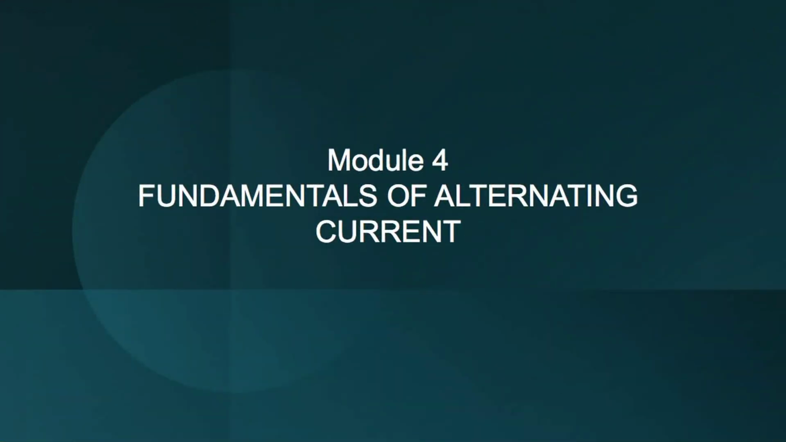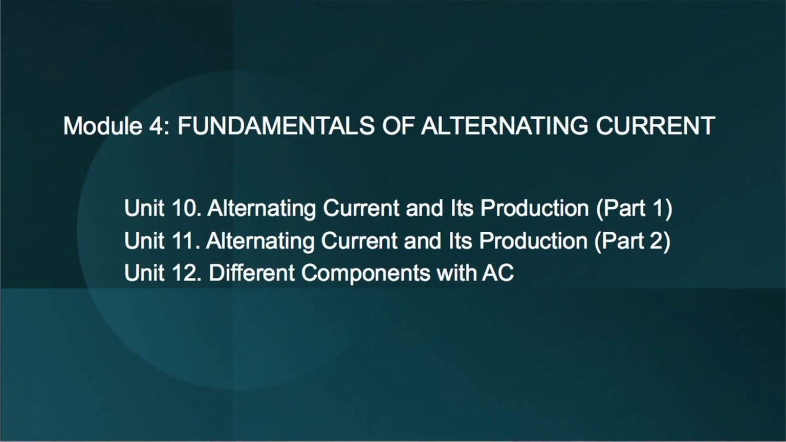The previous week modules dealt with magnetic properties, magnetic hysteresis and certain magnetic circuits. This module of week 4 deals with the fundamentals of alternating current. This module includes 3 sessions. They are alternating current and its production part 1, alternating current and its production part 2, and different components with AC.